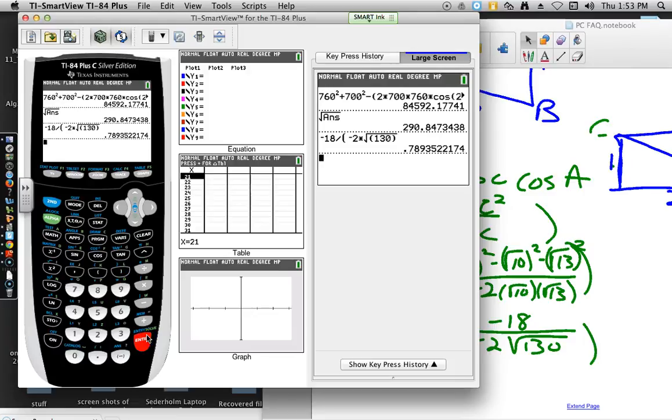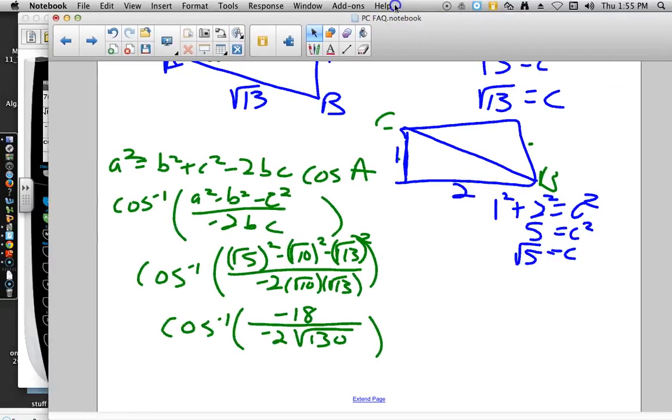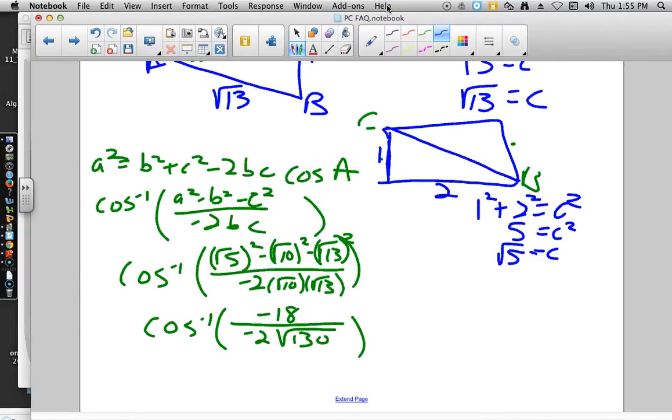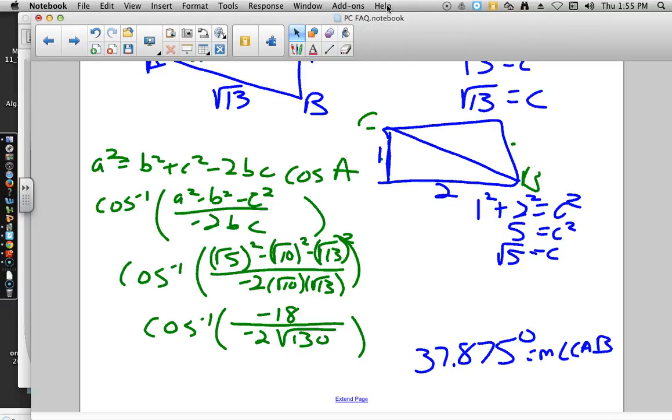And that is the cosine of our angle. So now we need second inverse cosine of our answer. And there it is, 37.875 degrees. And that was the measure of angle CAB. So a lot of cosines there to get that one working.